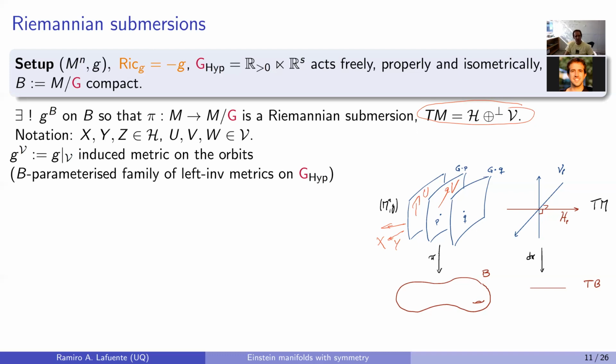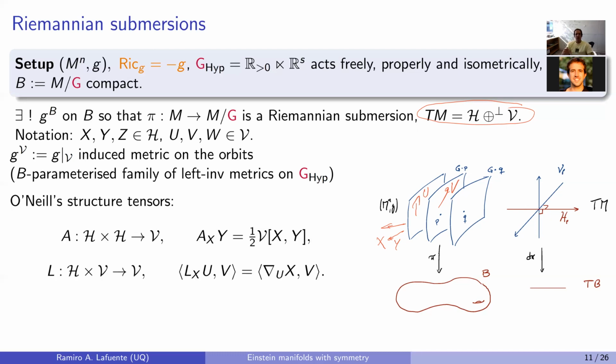So we denote by G V, for vertical, the induced metric on the orbits. Notice that this is nothing but a family of left-invariant metrics on the Lie group G parameterized by the orbit space, because the action of G is by isometries. So there's a bunch of left-invariant metrics on G.